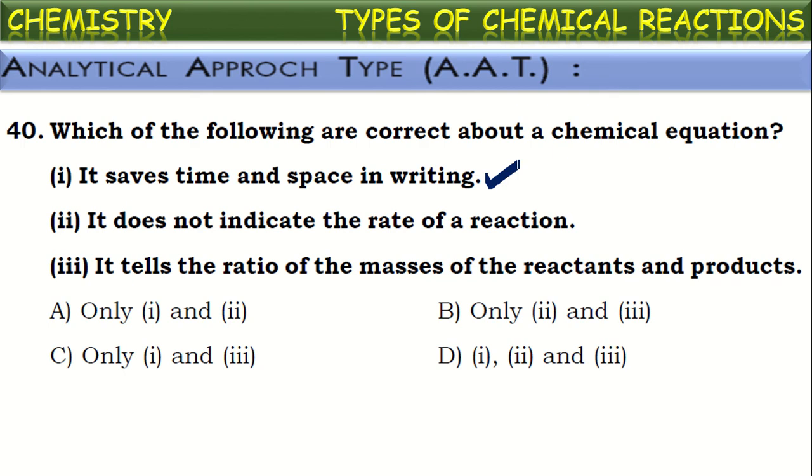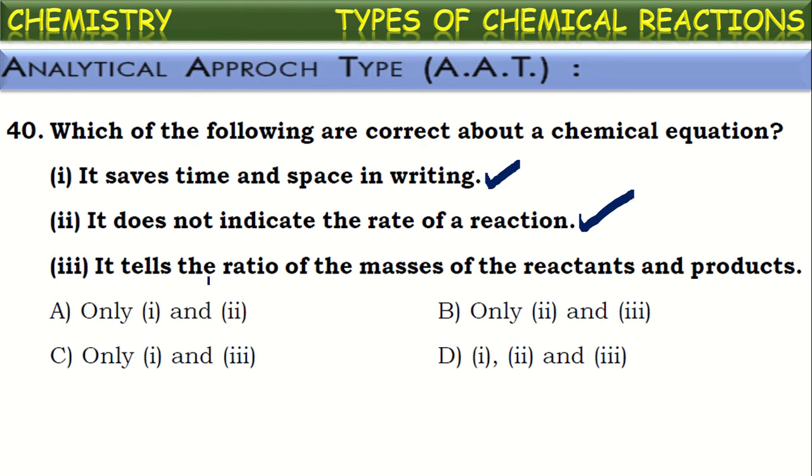The shorthand notations of chemical reactions are called chemical equations. So, by writing the chemical reaction using symbols and formulae, we can save time and space. Isn't it? So, it is correct. Next one, it does not indicate the rate of the reaction. Of course, it is also correct. We can understand what chemicals are participating in the reaction, what are being formed, and their quantity also we can identify. But from a chemical equation, we cannot predict the rate or the speed of that reaction. So this statement is also correct.